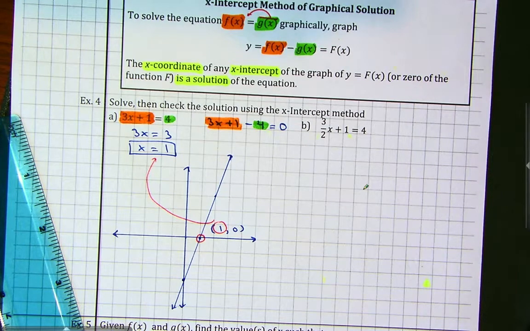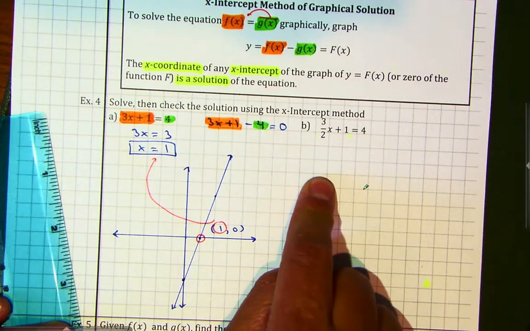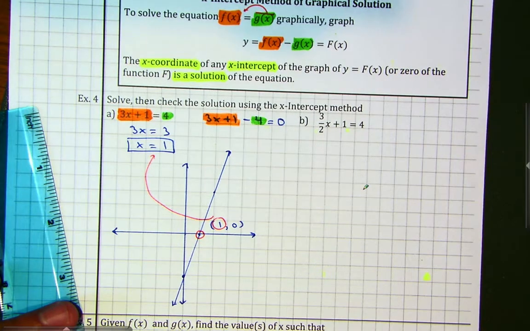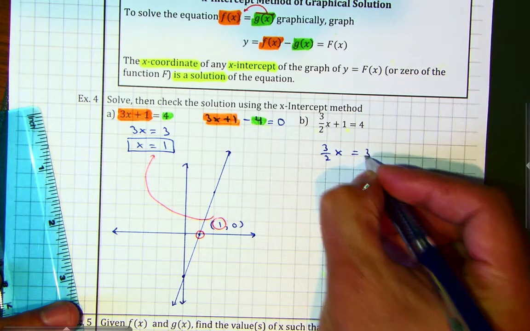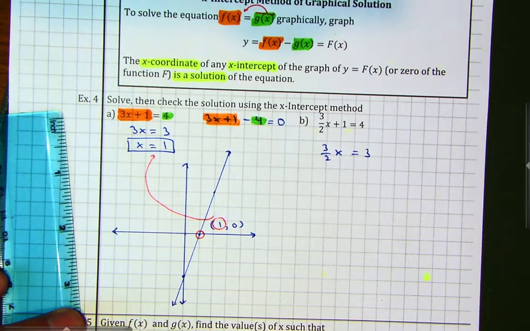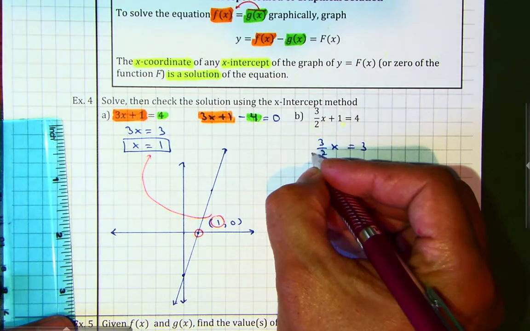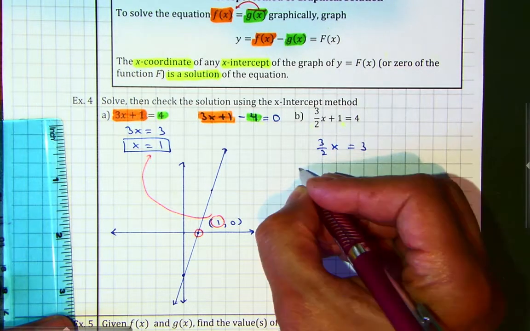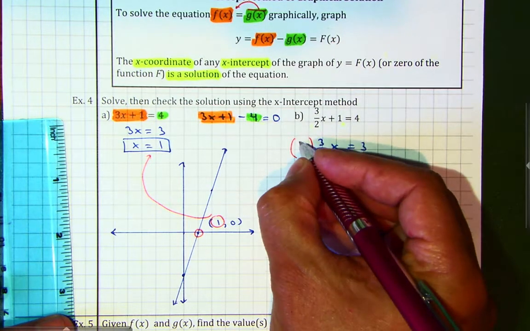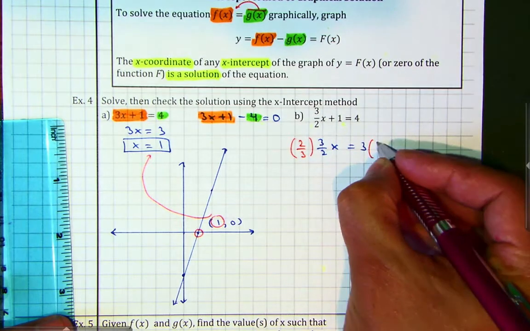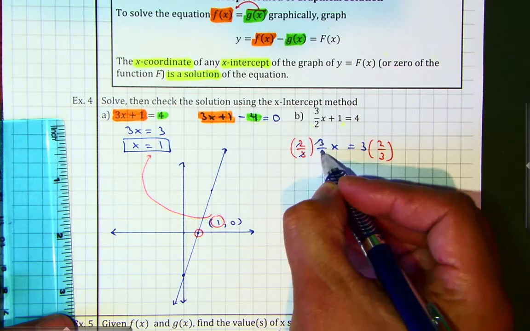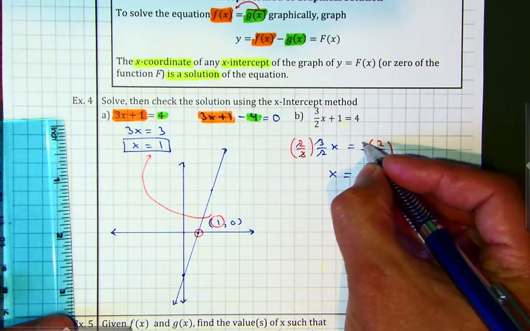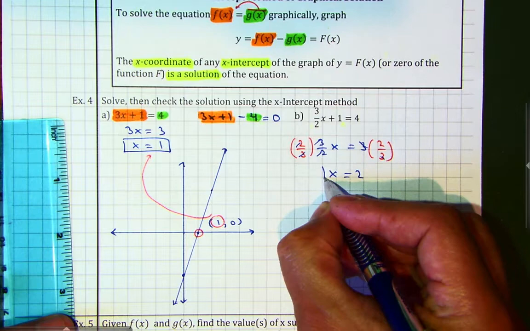Letter B. To solve it, move my 1 to the right, becomes a -1. So it gives me 3 over 2 x equals 3. You can do two things: you can multiply by the reciprocal, or multiply by 2 and then divide by 3. I'm going to multiply by the reciprocal, which is 2/3. The 3's cancel, my 2's cancel, so therefore x equals 2.